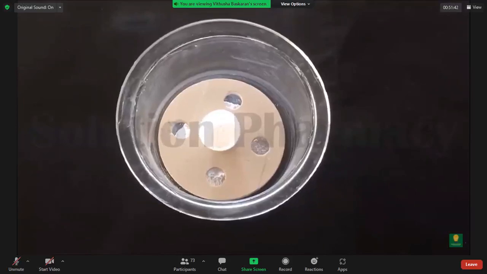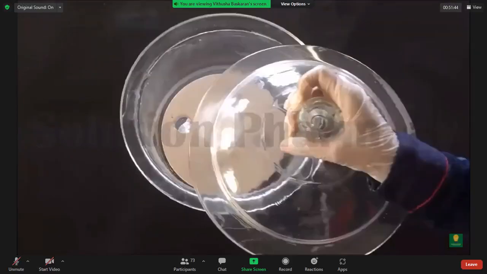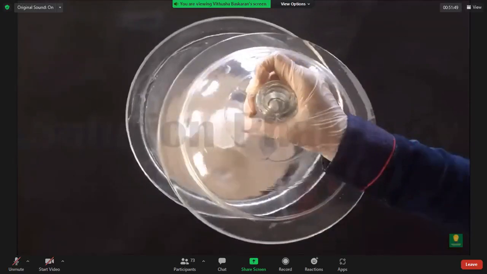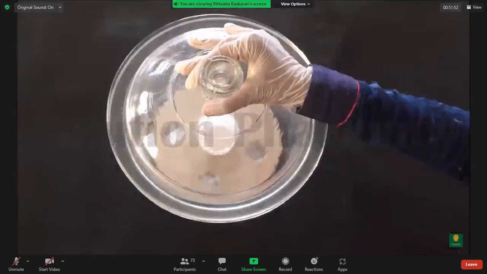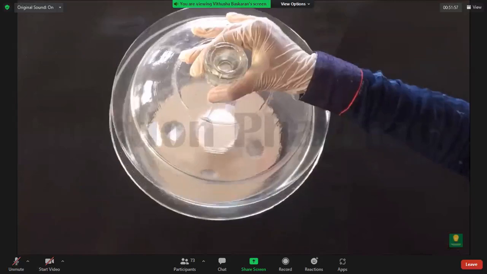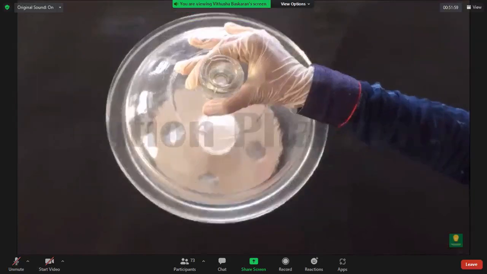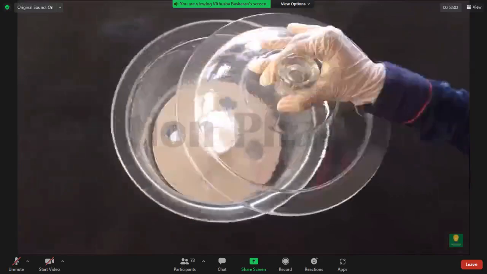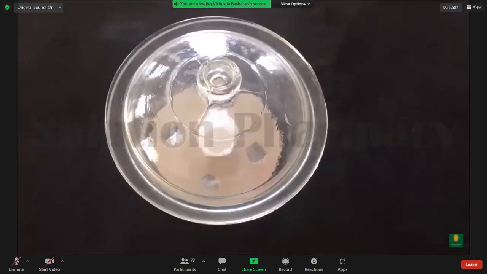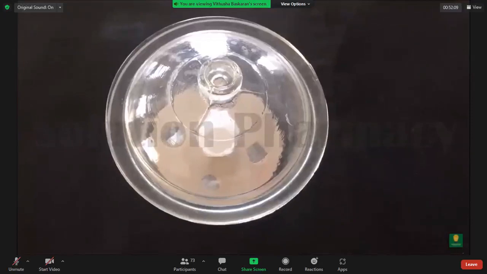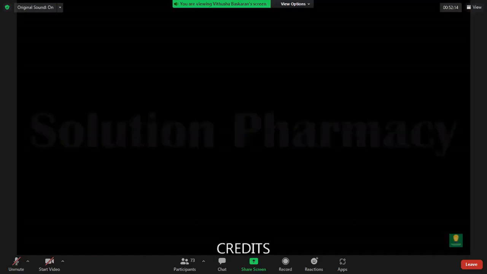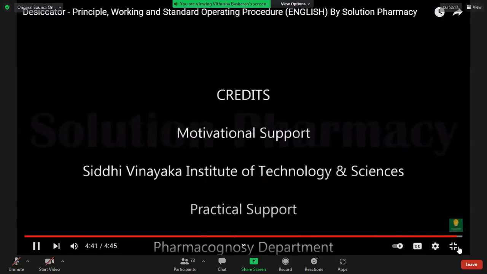Now cover the desiccator with the lid. Slide the lid in this way over the desiccator to close it. Do not lift the lid to open the desiccator, as it may lift the desiccator along with the lid and result in breaking of the desiccator because of the airtight seal. Do not leave the desiccator open for a longer period of time, as it may result in entry of moisture and saturation of silica gel. So always close the lid of the desiccator as soon as possible. So this is all about desiccator. Thank you very much for watching this video.